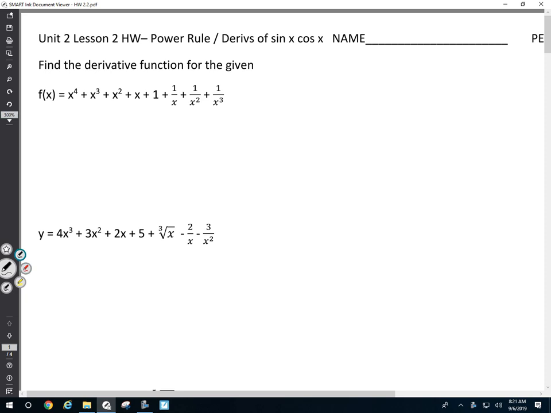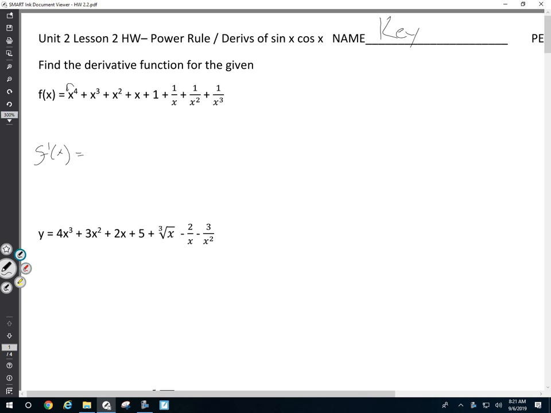All right, here is our lesson 2 homework key. We are using derivative rules to easily find the tangent slope generating function for an original function. That's what we call the derivative, the tangent slope. Here, the derivative function, tangent slope generator.